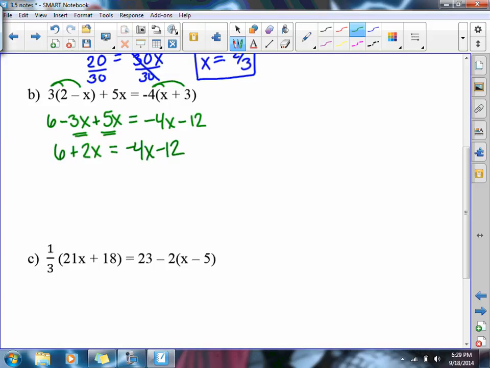Okay, now again, I'm at that step where I have to get all my variables on one side and all my numbers on the other. So the smallest variable is my negative 4x, so I'm going to undo him. I'm going to do the opposite of subtracting 4x, which is adding 4x. So that'll move him to the left side of the equation. So now I'll have 6 plus 6x equals, and the 4's cancel, and I'm left with my negative 12. Don't forget that minus in front of the 12. Bring him down as a negative.